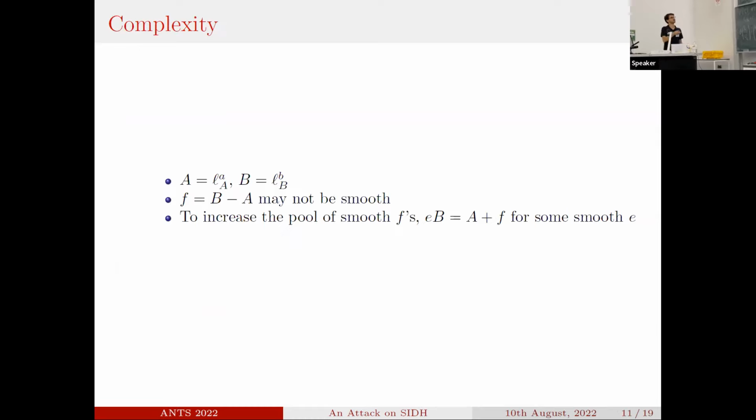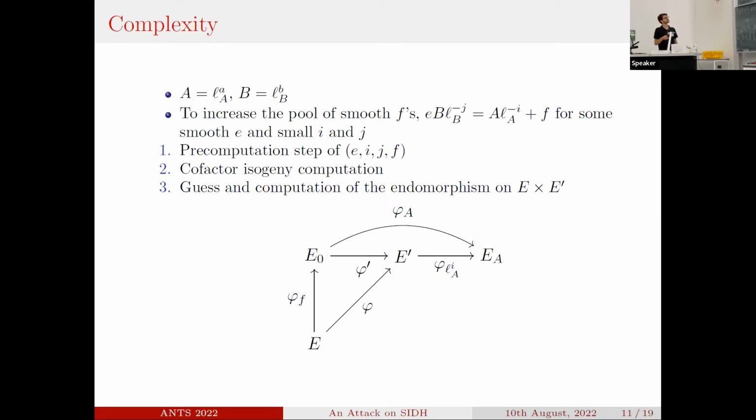But if we use just F equal to B minus A, there is no reason why F should be smooth. So to increase the pool of smooth Fs, we actually multiply B by some smooth E, and then we look for some smooth E such that F is smooth. But actually, we can do much better.